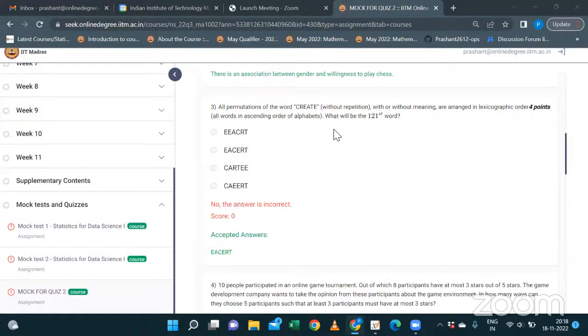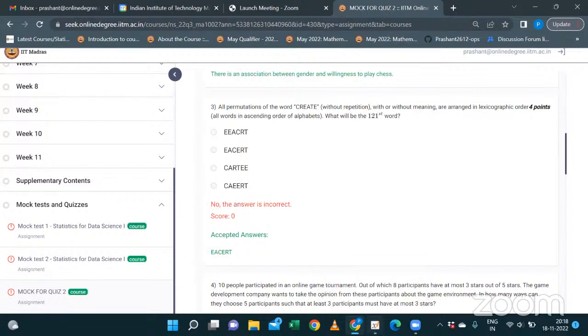Okay. So it is asking to find all the permutations of the word CREATE without repetition, with or without meaning, it can be anything, arranged in dictionary order, with letters in ascending order of alphabets, like A, then C, then E. What will be the 121st word? Sir, what do they mean by without repetition? The word itself has the letter E repeated twice, right?